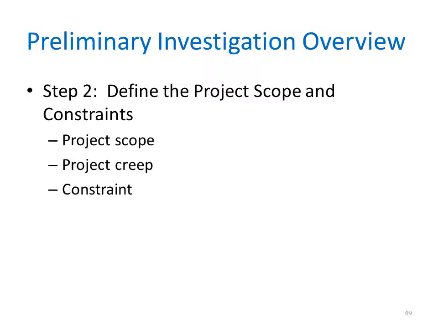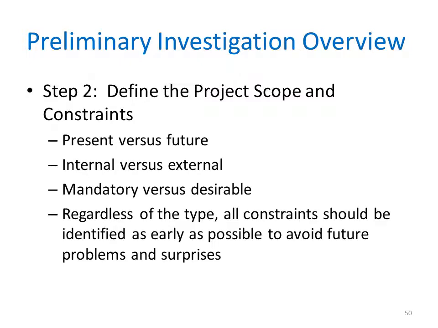A constraint might involve hardware, software, time, policy, law, cost. System constraints also help define project scope. When you're examining constraints, you're also going to have to identify their characteristics. For example, present value versus future. Is the constraint something that has to be met as soon as the system is developed or modified, or is the constraint something that would be necessary at some future time?